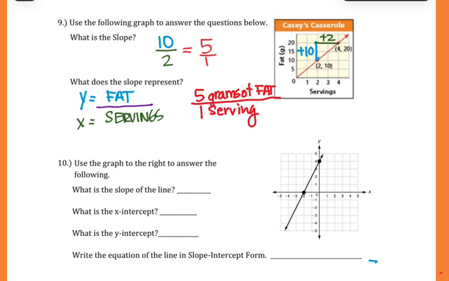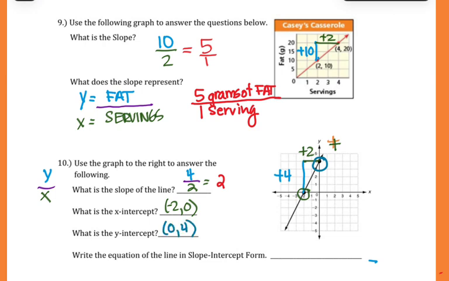That's what this represents. Number 10, we're looking at the slope of the line here. We could see that we, again, rise over run. We're rising 4 and we're running 2. We could see it's going towards positive infinity, so it should be a positive slope. And we just simplify that fraction. 4 over 2 is 2. Our x-intercept happens to be -2 when y is 0, and our y-intercept when x is 0 is 4.